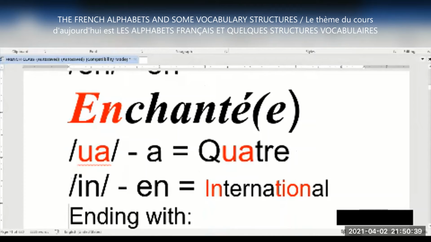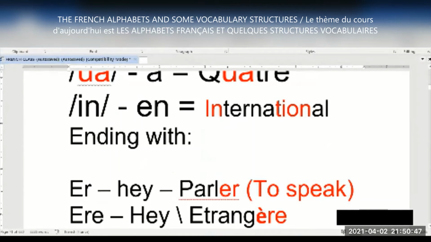You see that example is international. Words ending with ER are pronounced as A, like they're saying, hey you, are you there? Hey you, A. That is parler. For example, you get any parler.